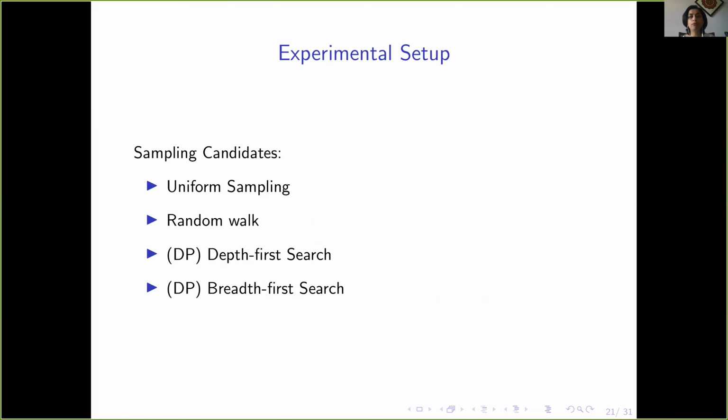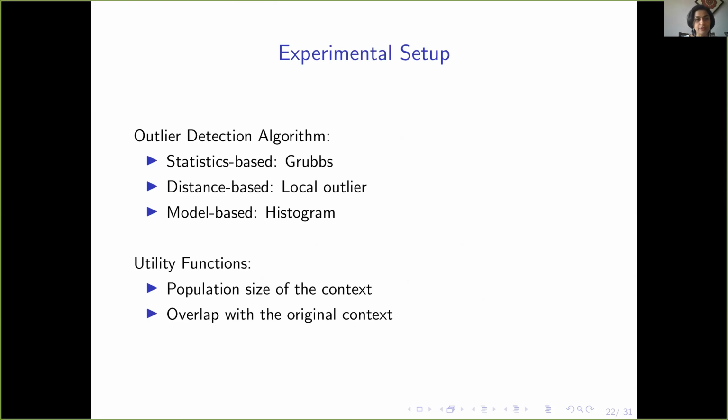And then we put all these into experiments. The sampling candidates that we looked at were uniform sampling, random walk, and the differentially private versions of depth-first and breadth-first search. We looked into different outlier detection algorithms. There are three main categories for outlier detection, and we picked a well-known candidate from each of those: Grubbs, local outlier factor, and histogram. And for the utility function, so how to score a context, we looked into two metrics. The first is the population size of the context, and the other is the overlap with the original context.